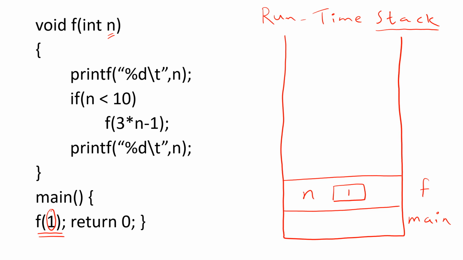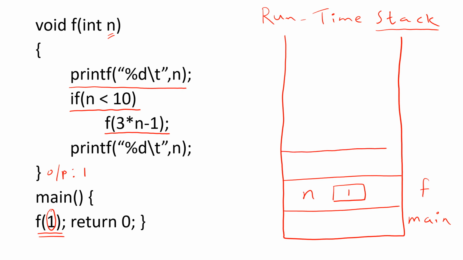So n is 1. Now what we are doing, we are printing the value of n. So if I write an output over here, then the first output will be 1, because I'm printing the value of n as 1. Then I check this condition. 1 is indeed less than 10. So we make another recursive call to the same function.